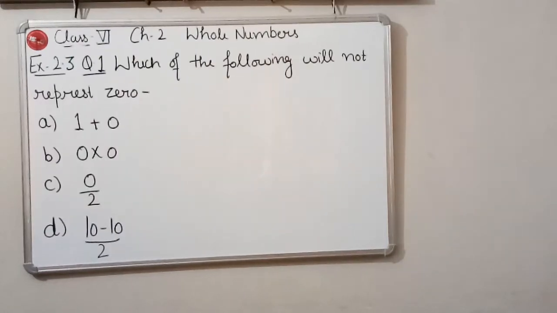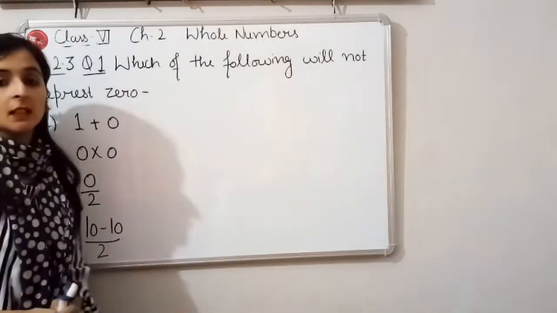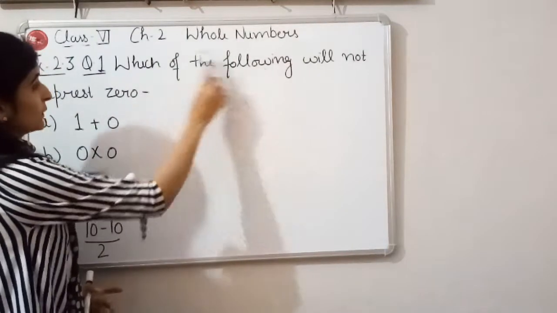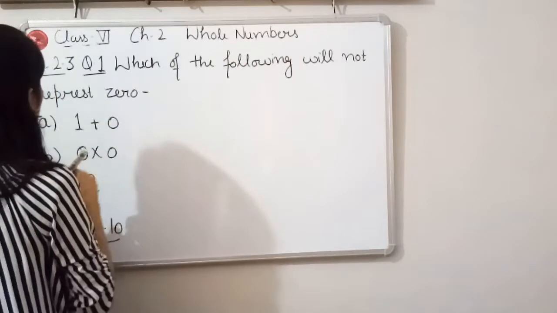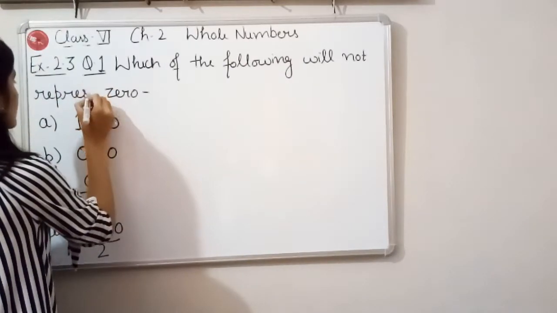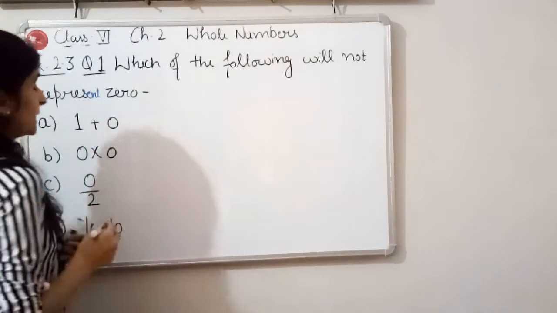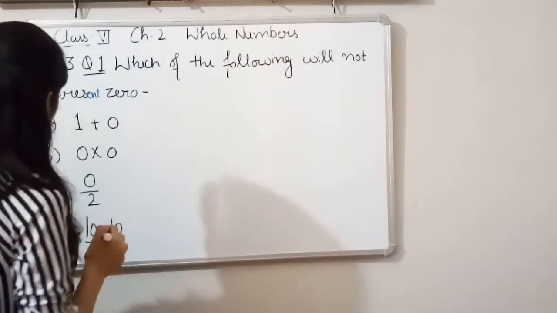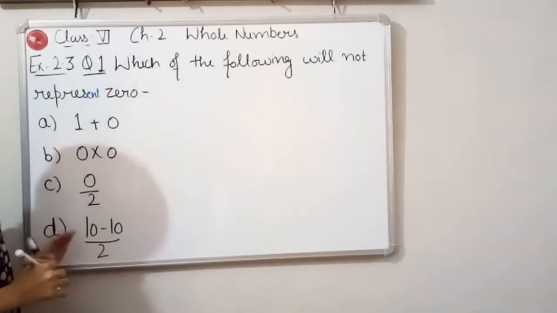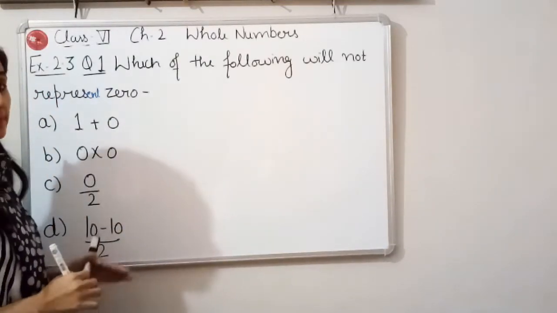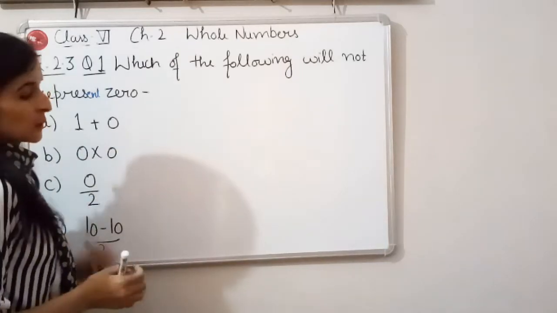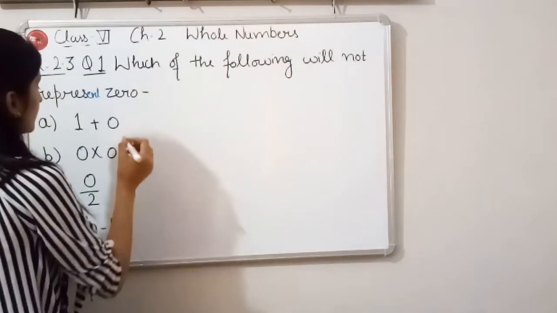Now let's come to exercise 2.3, question number 1. Question number 1 is, which of the following will not represent 0? Here we have given these 4 parts and we have to check which of them will not represent 0. So let us first solve these terms.